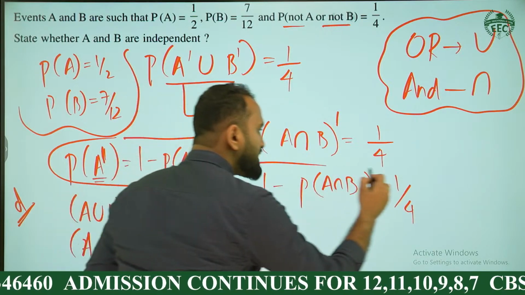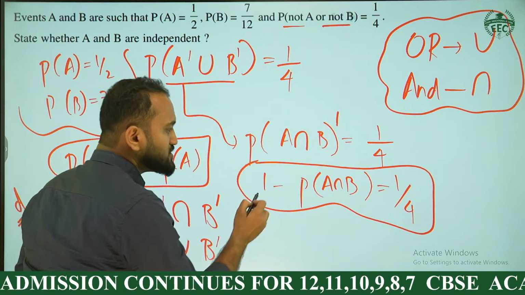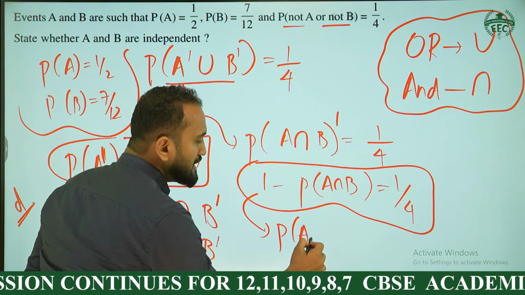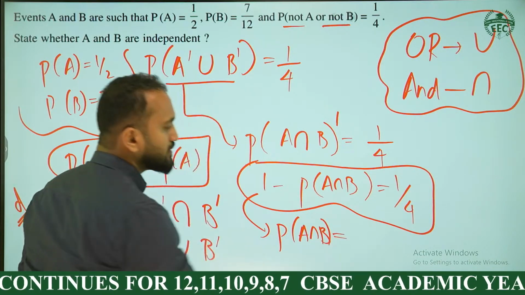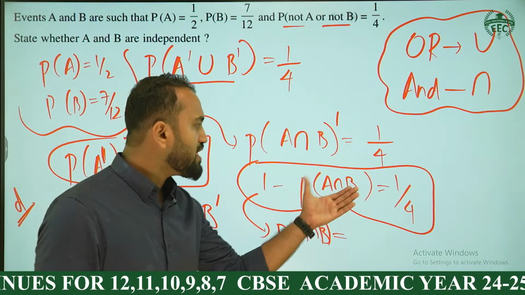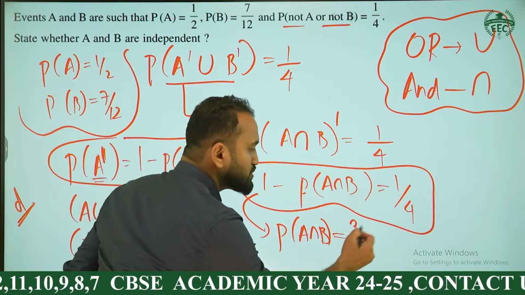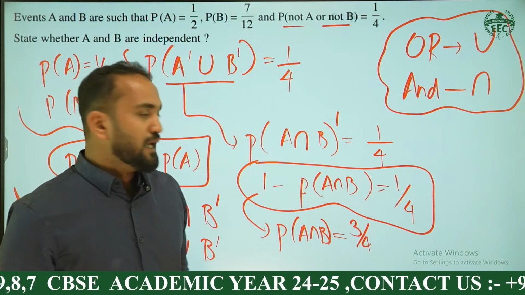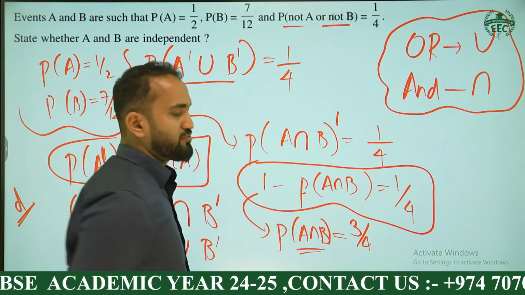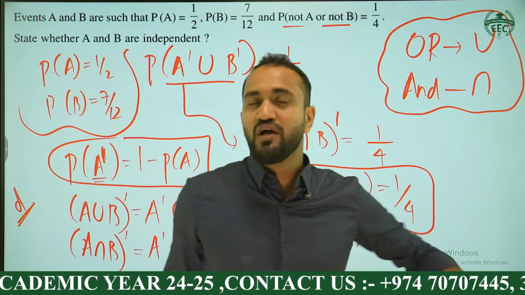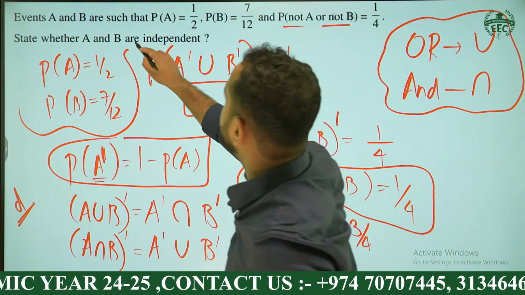So people, from this expression, you can conclude that P of A intersection B is equal to, what is the answer? Take this to the other side, 1 minus 1 by 4, which is equal to 3 by 4. P of A intersection B is equal to 3 by 4. Now tell me what you are trying to prove. Here you are trying to prove the condition of independency.